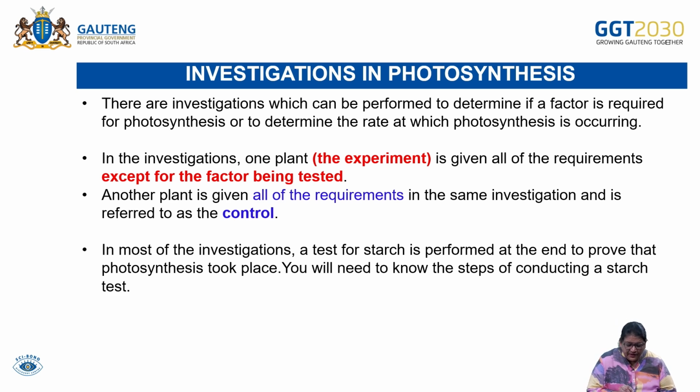Okay. So in the investigation, one plant or one leaf, it's called the experiment, is given all of the requirements except for the factor that's being tested. So you want to test, for example, if light is necessary for photosynthesis. So you're going to have a pot plant here, and you got some leaves like this, okay. Here's your pot plant and your leaves.